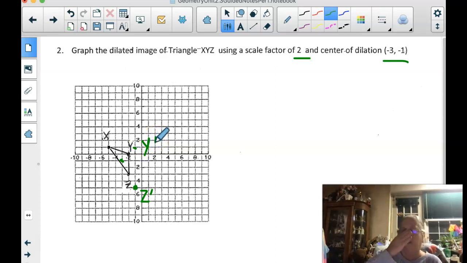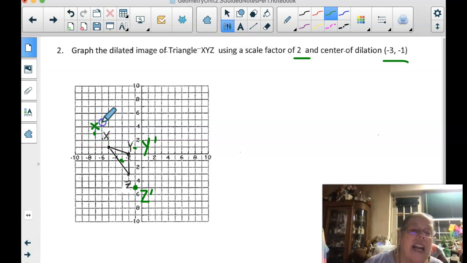Now, how do I get from my center of dilation to point X? I have to go in the negative direction. 1, 2, up 2. Gonna do it again. Negative direction. 1, 2, up 2. Here comes my X prime.